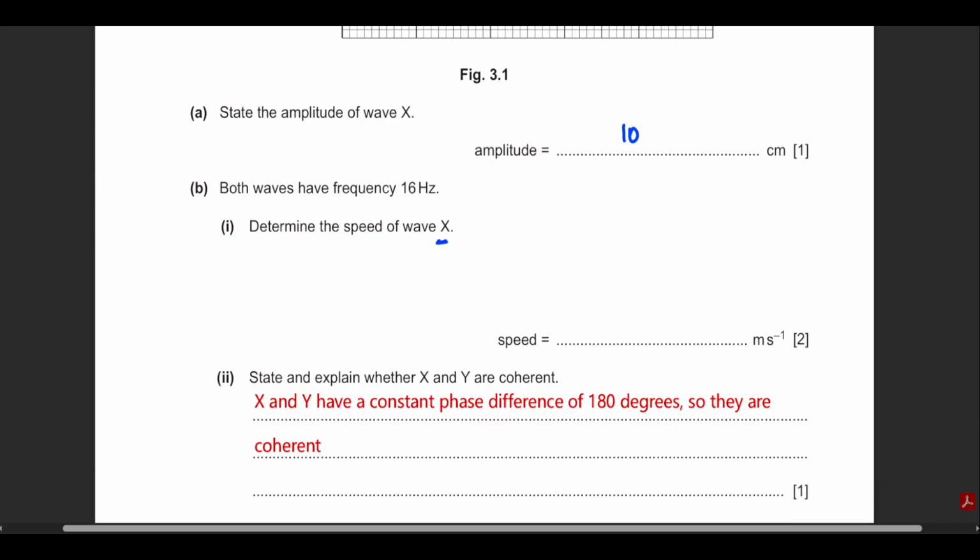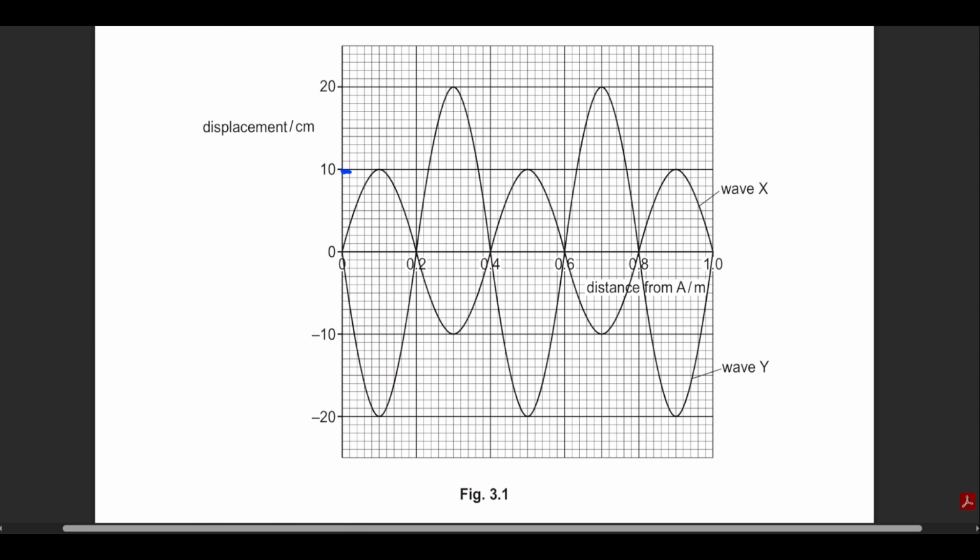Determine the speed of X. So speed is V equals F lambda. The F is given as 16 hertz, but do we have a wavelength? Can we go back to the diagram? Yes, we can, because it's distance on the x-axis. The crest and the trough covered here actually represent a wavelength now. So this should be 0.4.